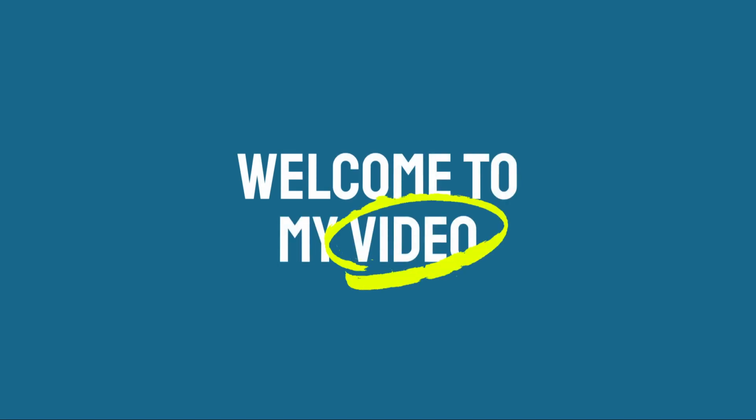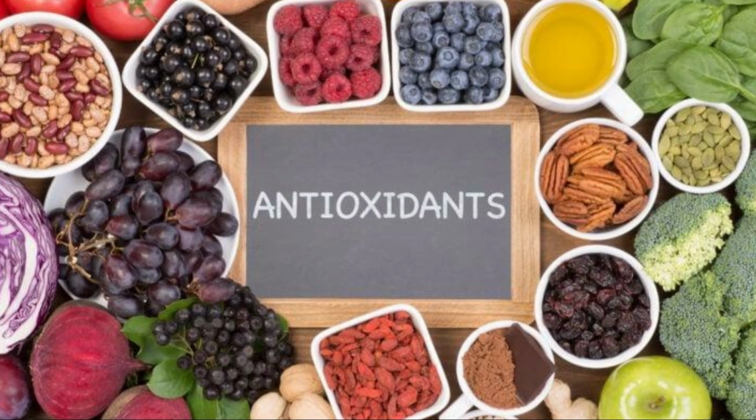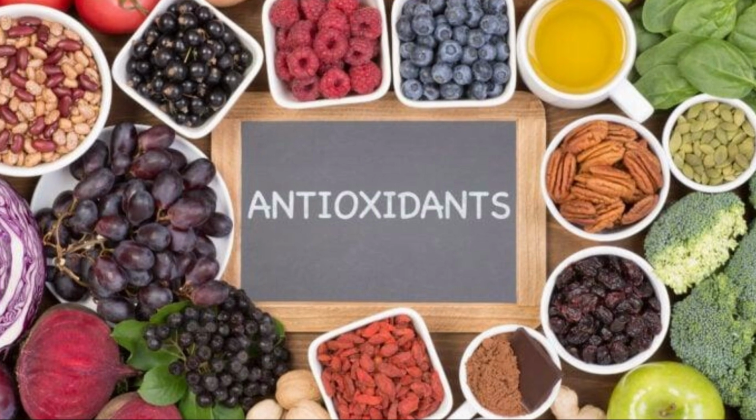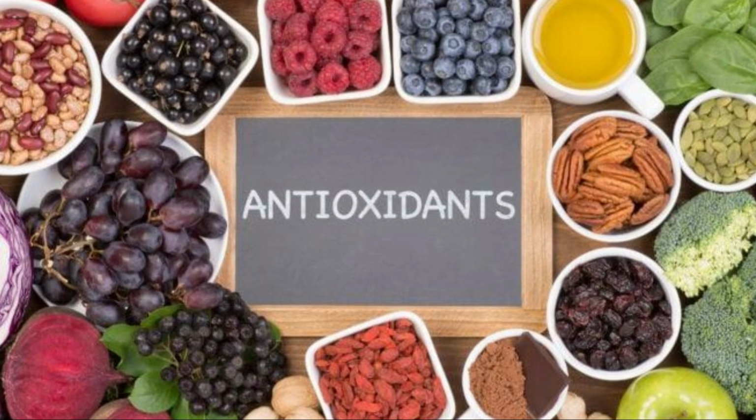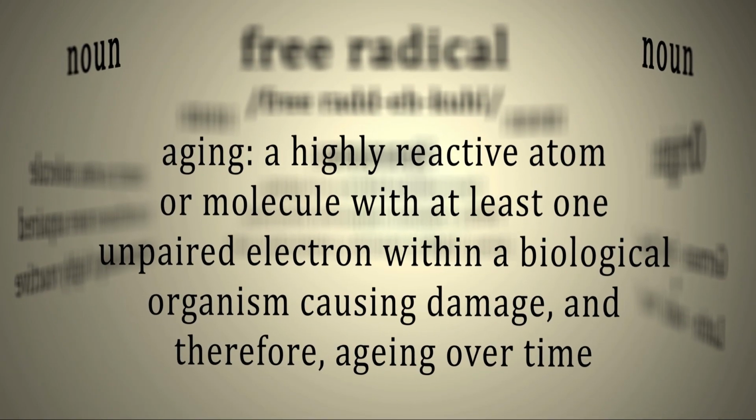Welcome to my video. Today's video is going to be on the topic of the mechanism of antioxidants in the body. Antioxidants have different mechanisms depending on their chemical structure that allow them to work in the human body to reduce oxidative stress. Oxidative stress comes about from free radicals and the damage that they cause to cells in our body.